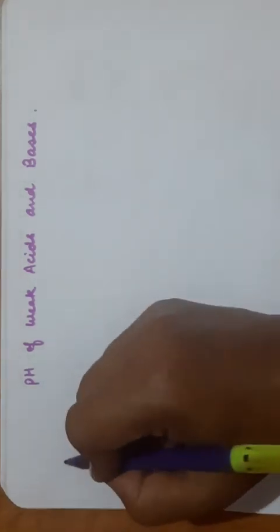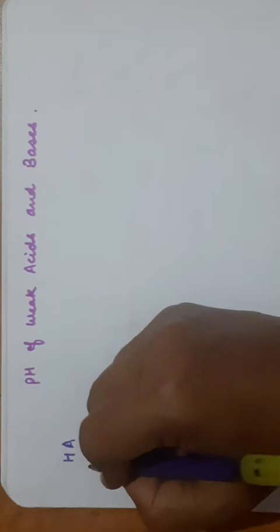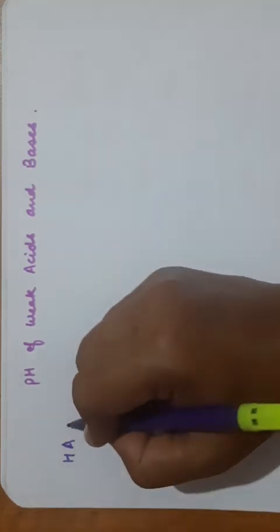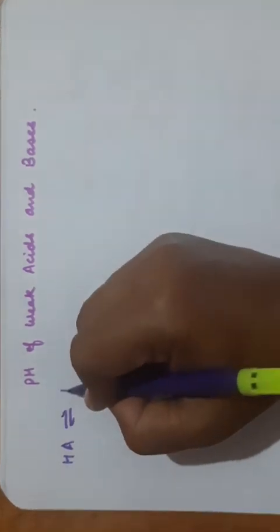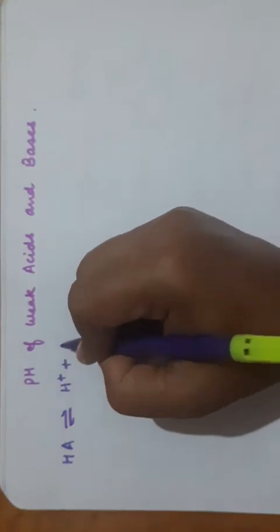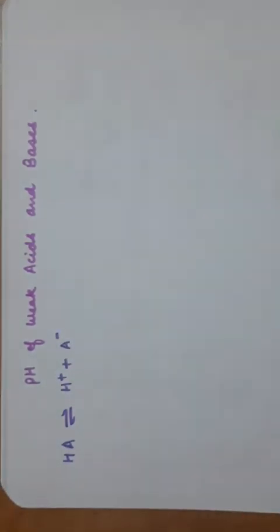Today we will calculate the pH for weak acids and bases. Now we know that weak acids and bases are those which are partially ionized in solution. Means they will not completely dissociate, they will be partially dissociated in solution. So if we take a weak acid HA and it is a weak acid, it will partially ionize and form H plus and A minus, and there will be an equilibrium between the undissociated acid and the ions formed.